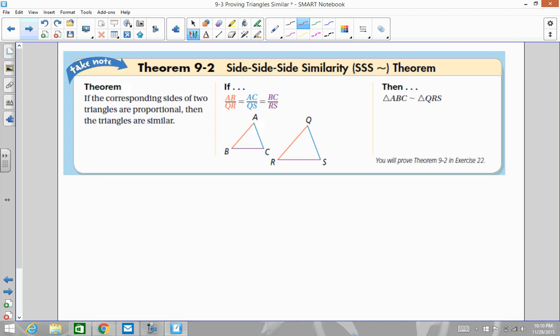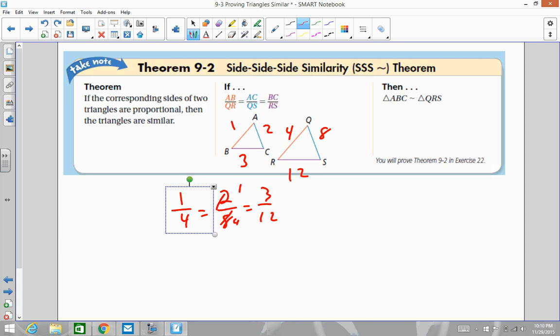All right, and finally the side-side-side similarity. So I'm going to put some numbers in here. In this one, you have to have three proportional sets of sides. So if I take AB, which is 1, over QR, which is 4, equals AC, which is 2, all over QS, which is 8, and then finally 3 over 12, they all reduce down to 1/4. So 1/4 equals 1/4, which equals 1/4, and so this is the side-side-side similarity. These are not congruent triangles, these are similar triangles, because we don't know the angle measures on the outside. Their sides are not congruent either. Their sides are proportional. Okay?